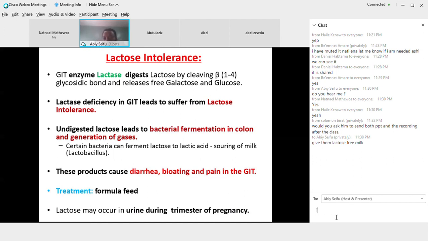Yeah, it's better to give lactose-free formulated milk. And the other is, whenever they want to drink milk, we can give the enzyme lactase as a drug. Okay.